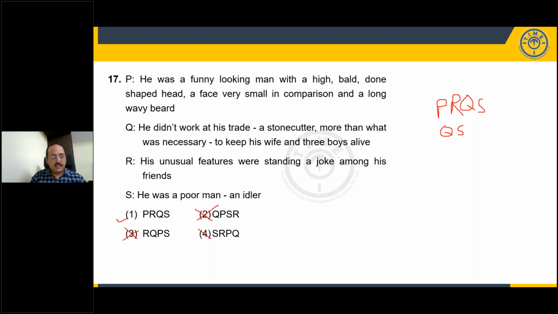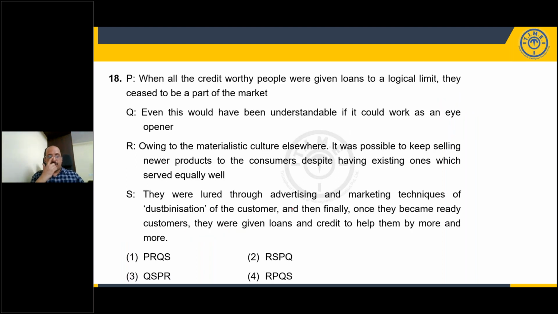All right, guys. And now even if you're a bit confused whether we have to start with PR or with QS, none of option number 2 starts with Q but does not have an S. And as we just saw, Q and S need to come together because both talk about this job. So based on that also, I can eliminate the remaining options and choose option number 1, PRQS. Now let's try the 18th one.